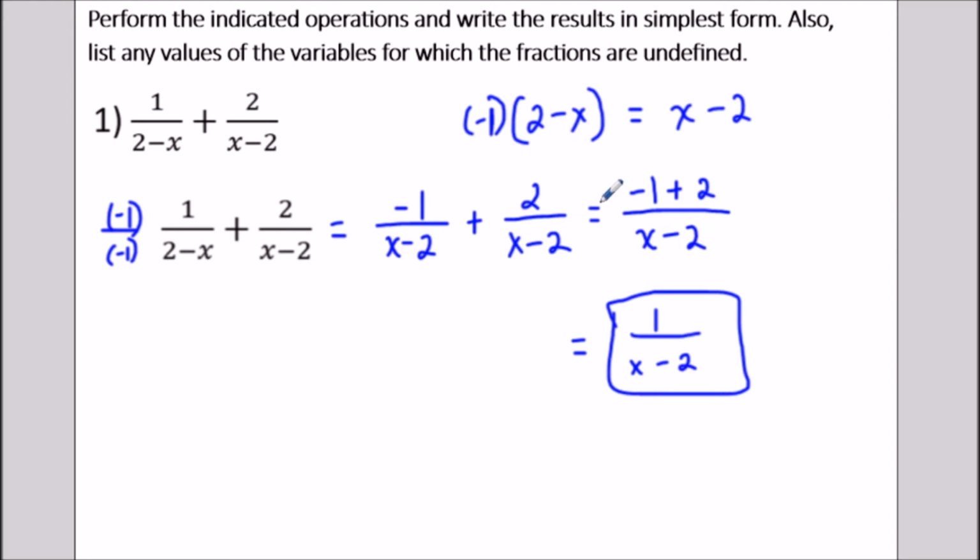All right, but the rest of the question says to determine for which values of the variables the fractions are undefined. For both of these, if you look at 2 minus x and x minus 2, the denominators will be 0 if x is equal to 2. So that's the only forbidden value here: x is not allowed to equal 2 for the first question. So this is our solution to the first problem.